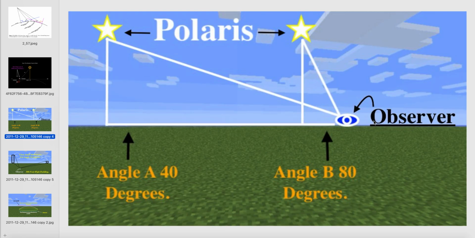So this is an observer. These two are both representing Polaris. So angle A is 40 degrees and angle B is 80 degrees. The only difference is that the observer is further from Polaris with angle A. So that means it has 40 degrees, and with angle B, it has 80 degrees. But the only difference is where the observer is. So the closer the observer is, the tighter the angle. The further the observer is, the wider the angle. That's all that's happening there.